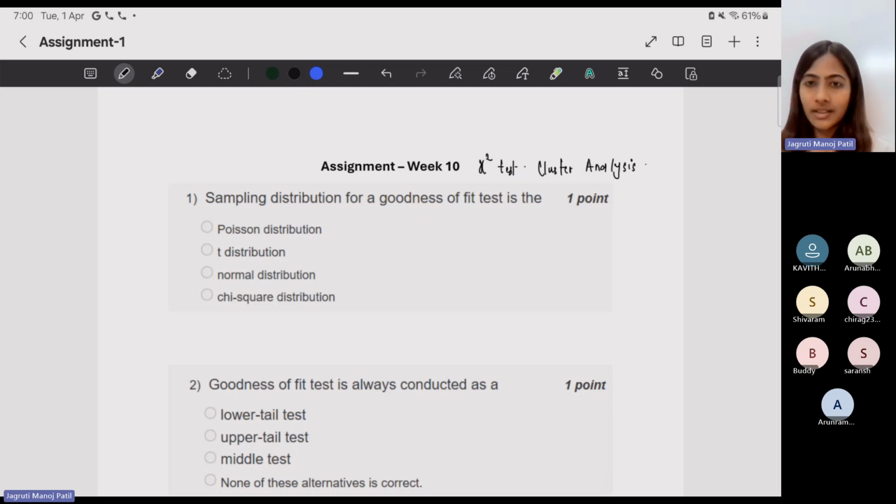So first question, sampling distribution for a goodness of fit test is the what? Sampling distribution for a goodness of fit test is which distribution? Chi-square. Yeah, chi-square distribution. So the type of data that we looked at, and how we are looking at it based on the proportion, that is nothing but chi-square distribution.